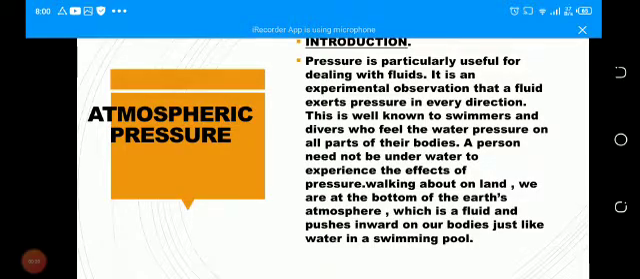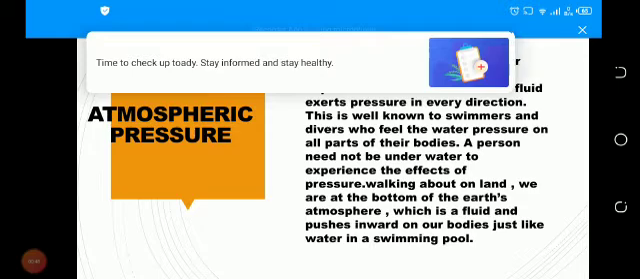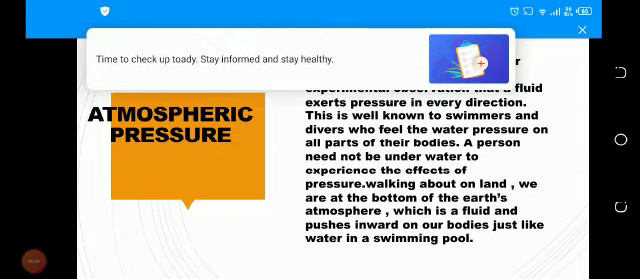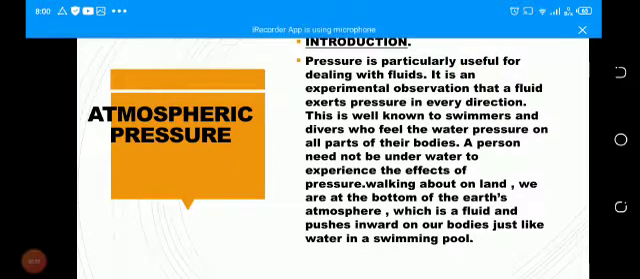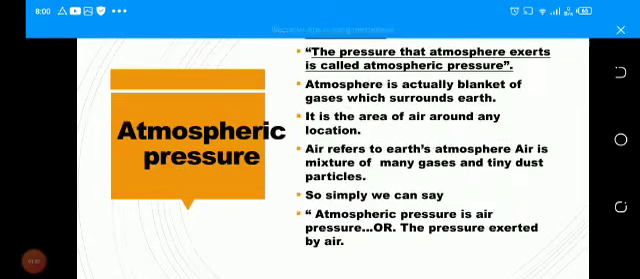It is an experimental observation that fluids exert pressure in every direction. This is well known to swimmers and divers who feel the water pressure on all parts of their bodies. A person need not be underwater to experience the effect of pressure. Walking about on the ground, we are at the bottom of the earth's surface, which is a fluid and pushes inwards on our bodies just like water in a swimming pool.